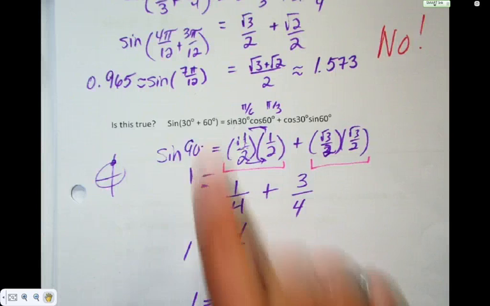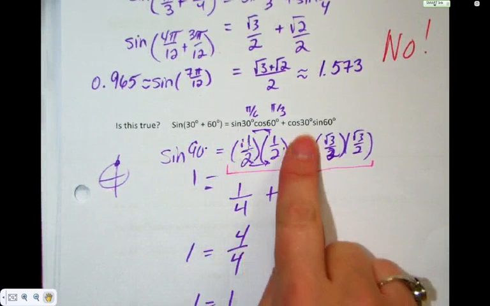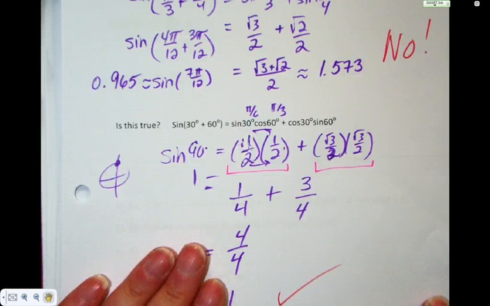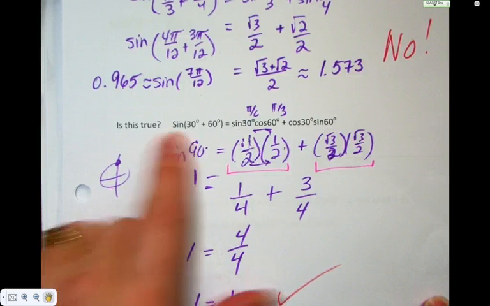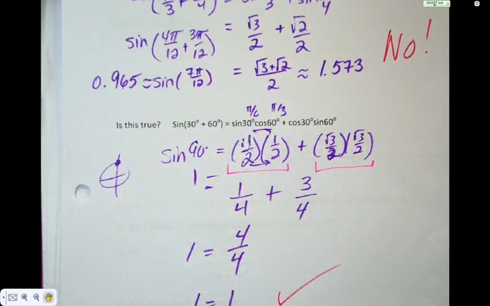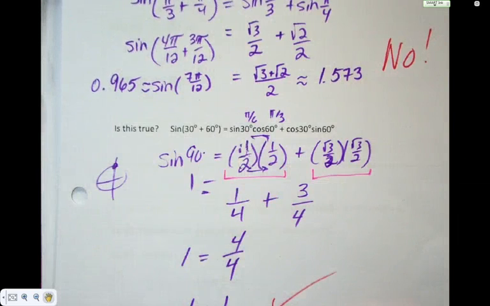So is it true that sine of 30 plus 60 is the sine of 30 times the cos of 60 plus the cos of 30 times the sine of 60? Yes. How come I'm allowed to? Because this is an identity because it doesn't have variables. So we're just proving those specific values. Okay. Questions so far, because this is going to help us get the formulas in a second.